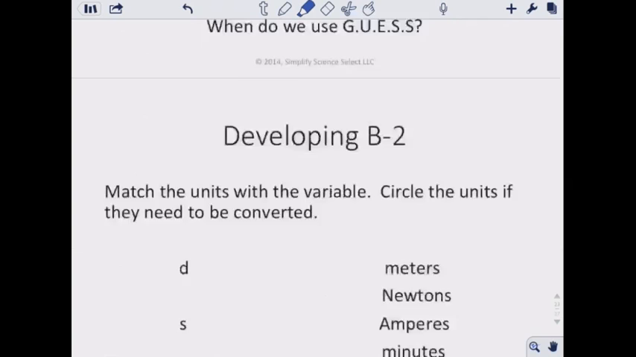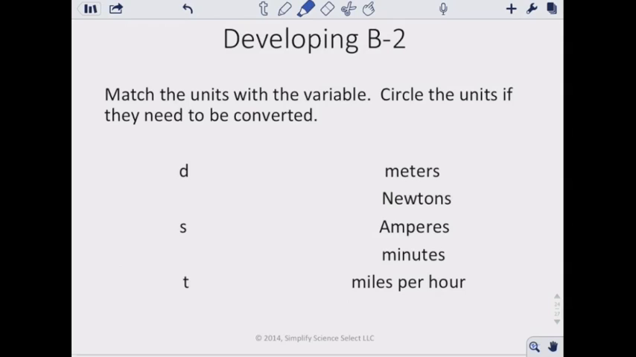So let's go ahead and jump into some examples. Match the units with the variable and circle the units if they need to be converted. So when looking at this, distance is measured in meters.